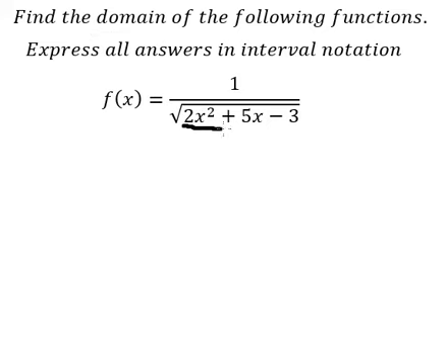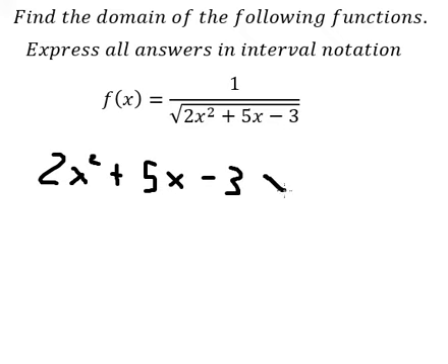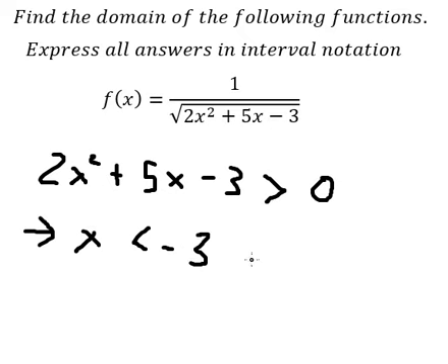We need to know that the expression under the square root should be greater than 0, and we cannot allow it to equal 0. So we have 2x² + 5x − 3 > 0. If we calculate this, we can see that x should be smaller than −3 and x should be greater than 1/2.